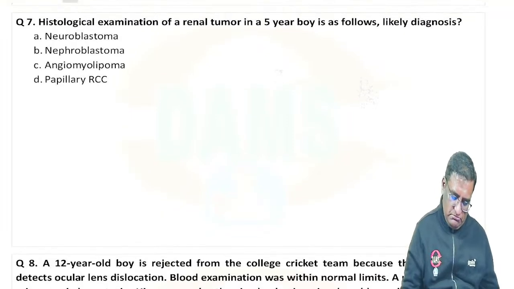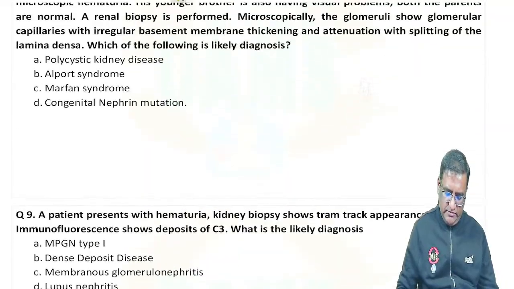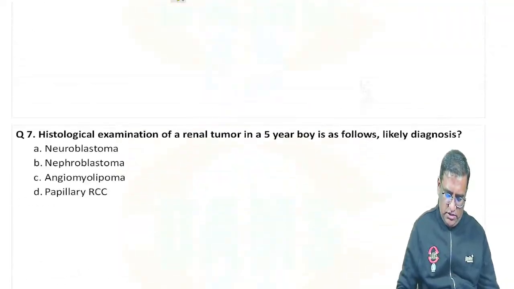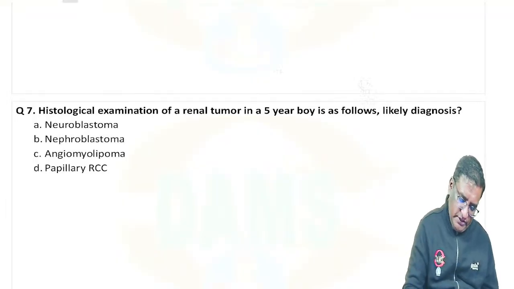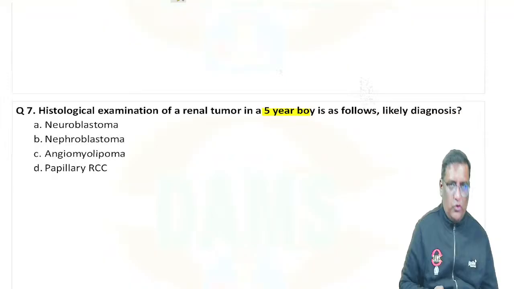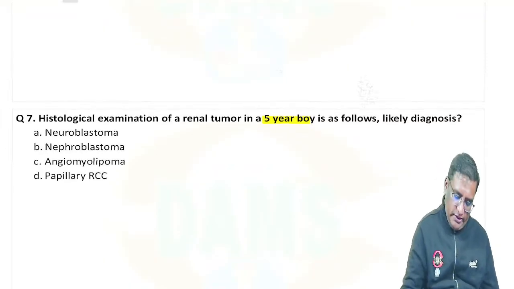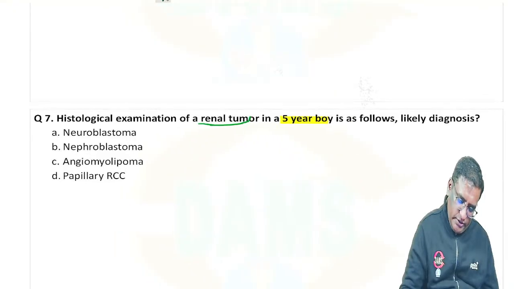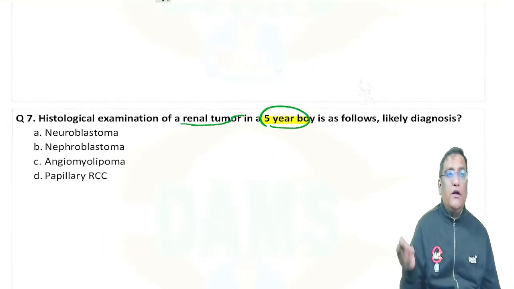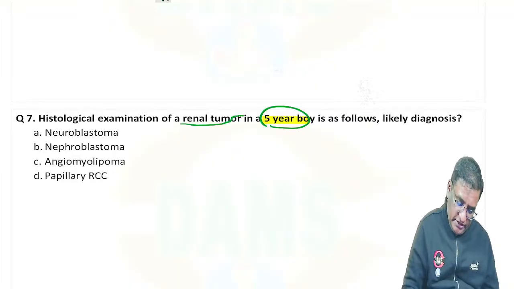In this, okay, the image is missing. The images are missing, guys. Sorry. Question number 7, we'll just have to skip this. Anyway, histological examination of a renal tumor in a 5-year-old boy is as follows. So they have given me a history that it is a renal tumor, and they have given 5 years. Actually, the image was there. Somehow it is missing here.